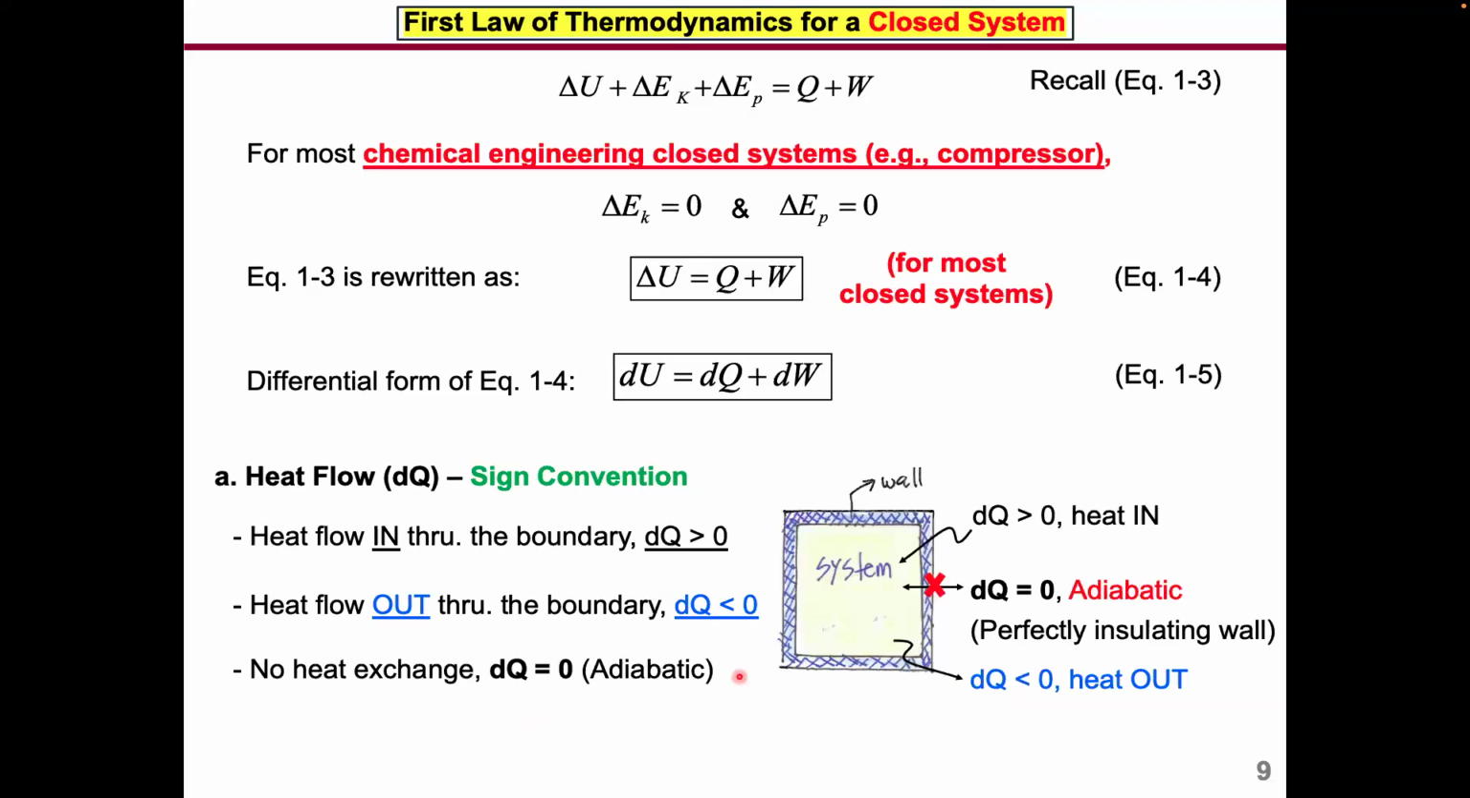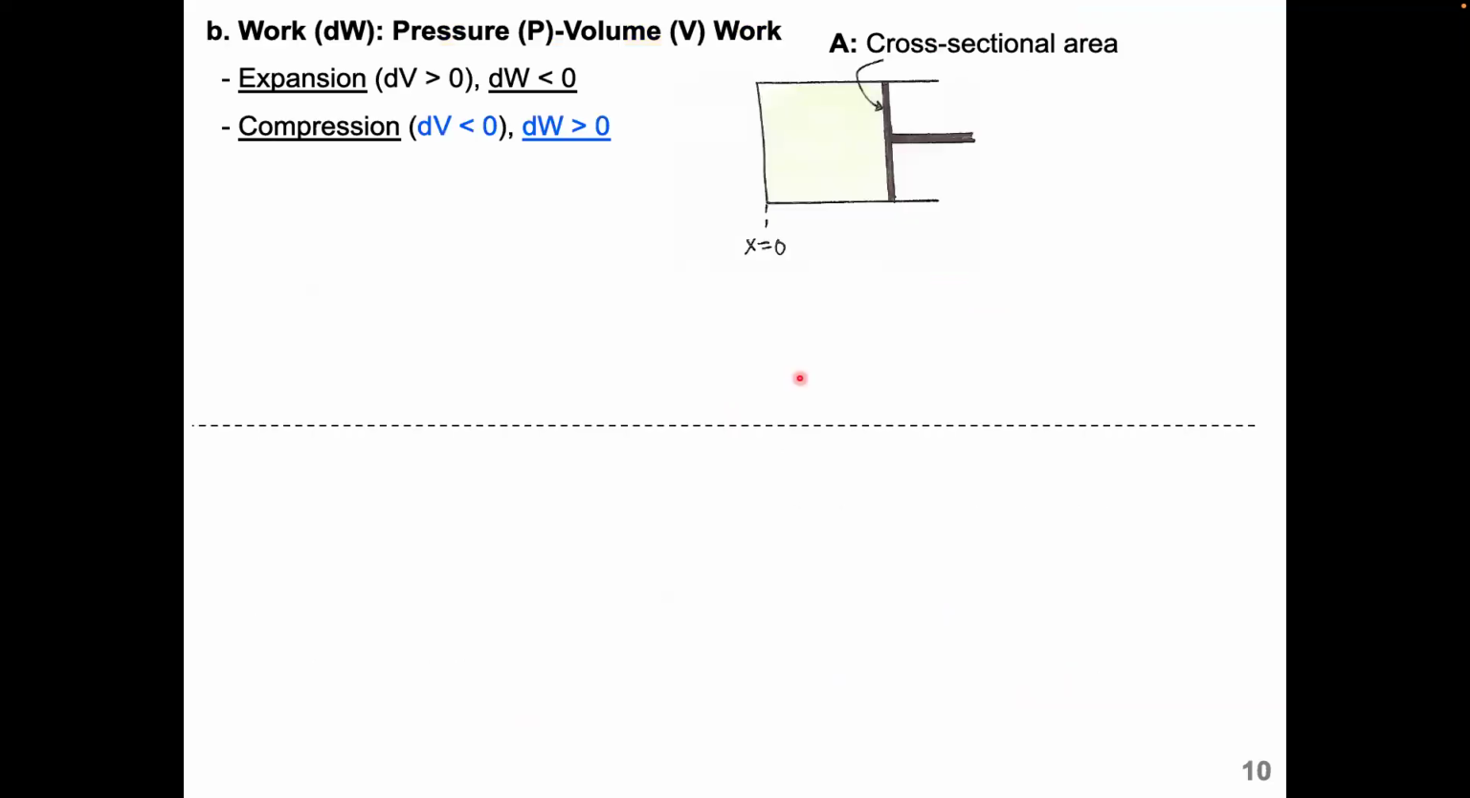Now we already talked about Q, and we need to talk about dW. Work, dW, is usually related to pressure and volume. Coming back to this piston example, we are compressing the gas, or the gas is expanding and pushing the piston out. So you have a pressure associated with the surroundings and the pressure of the system, and depending on which one is bigger, you can move one way or another.